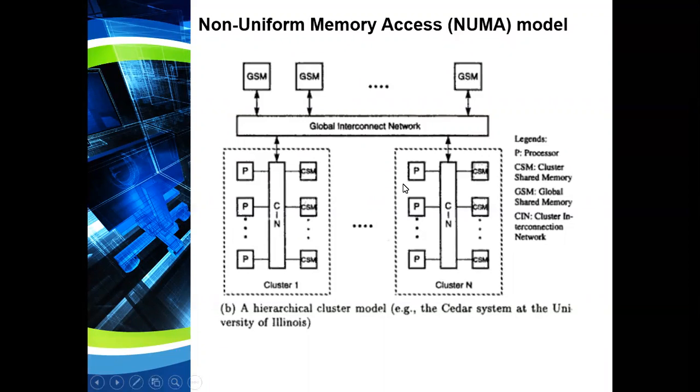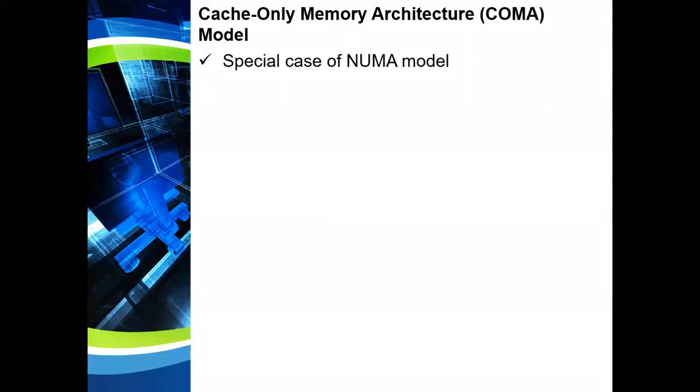So it's a model. What is that? Hierarchical cluster model. It seems like a hybrid model of NUMA, followed in the Cedar system at the University of Illinois. So it's another variety of NUMA. There are 2 varieties of NUMA models we have seen. Only one model remains. What is that? COMA. We will discuss the COMA model in the next session.